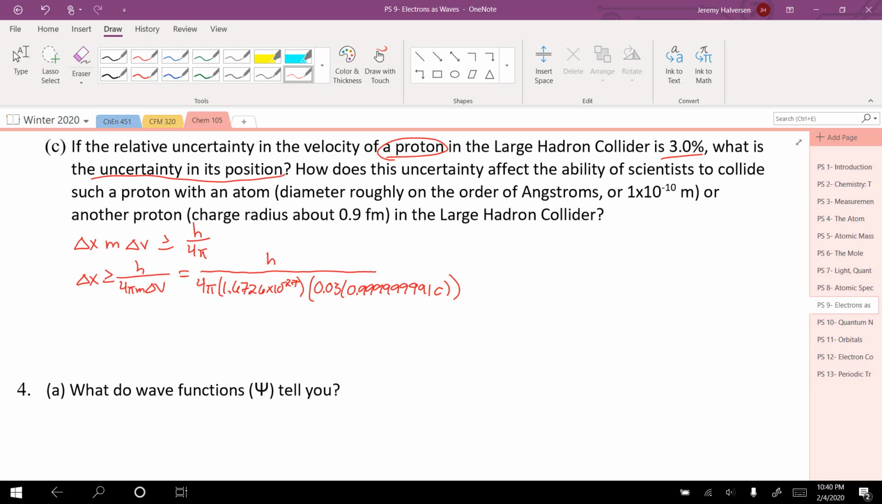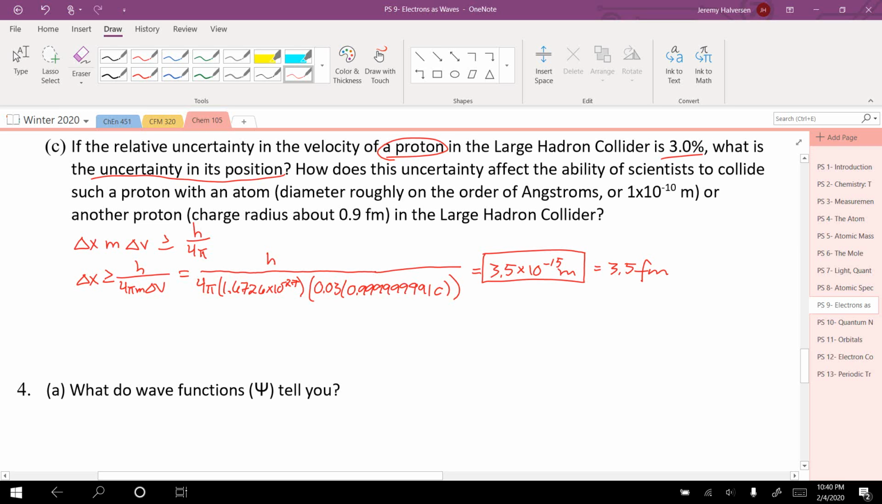I messed up something. So h over 4 pi, 0.6726 over 10 to the negative 27, over 0.03 over c. There we go. And I get an uncertainty in the position of 3.5 times 10 to the negative 15 meters. And that's the same as 3.5 femtometers. Femto is 10 to the negative 15.